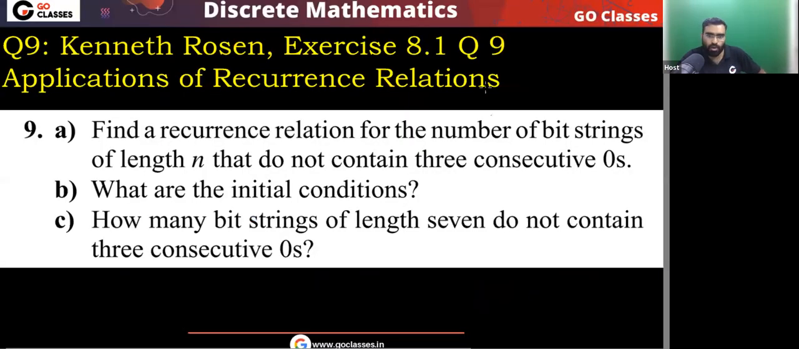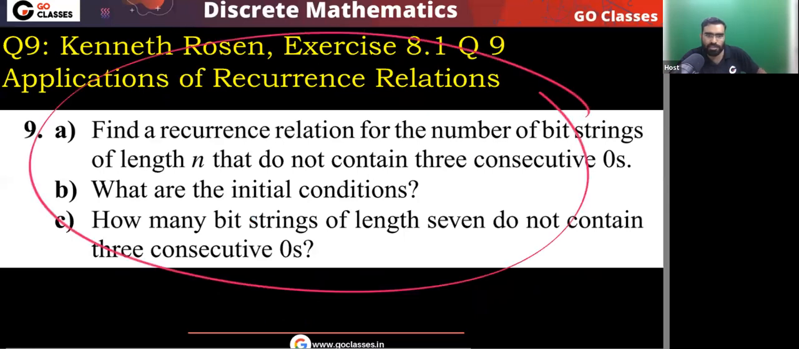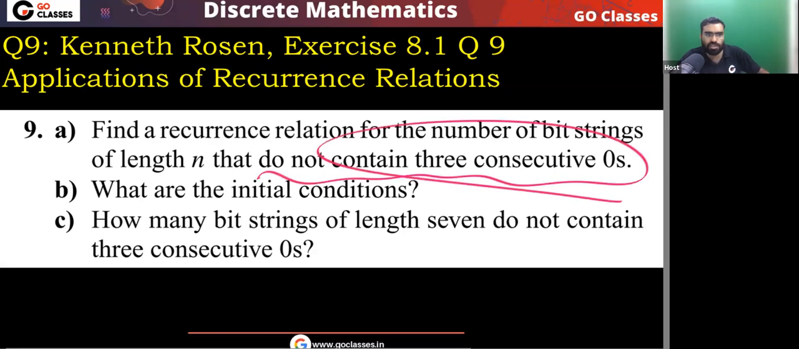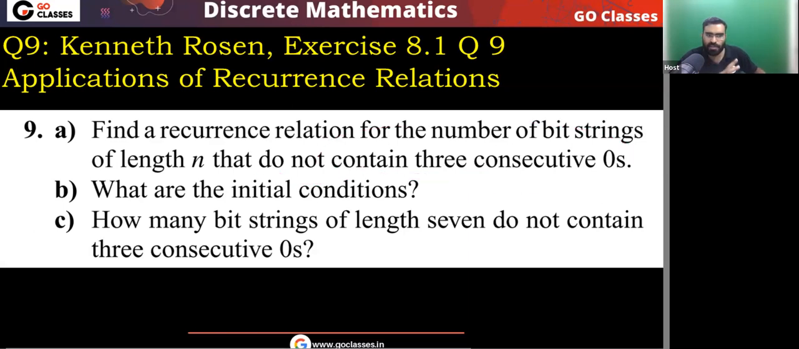There are some more beautiful questions. For example, this question we will do tomorrow: do not contain 3 consecutive 0. You can try this. This type of question we have already done in our recurrence relation playlist. Some more questions we have done today, and the remaining questions we will solve tomorrow. Is that clear? Whatever we have seen today, that is enough.